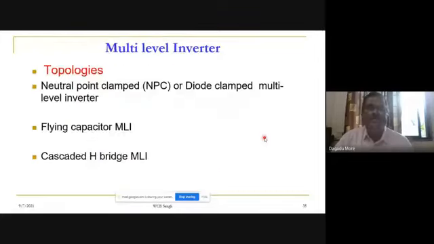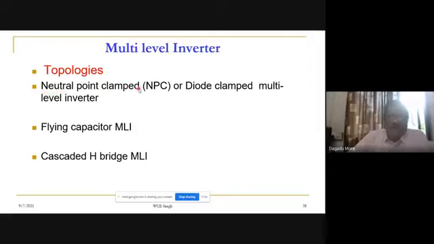Another classification is based on the circuit diagram, and that classification you can call topologies. That will be based on the circuit configuration. We have three types of these multi-level inverters. One is the neutral point clamped, NPC, or diode clamped multi-level inverter.